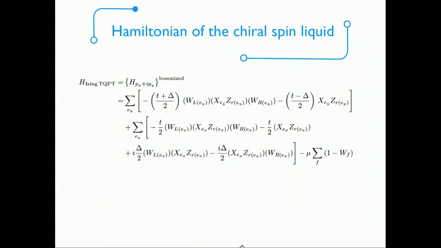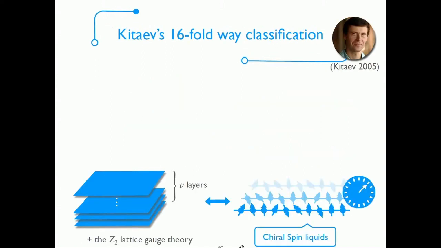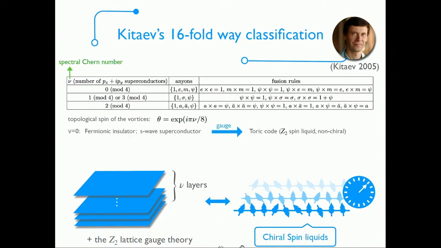And the Hamiltonian of the chiral spin liquid has all these new Pauli operators, so they are pure spin models. You can forget all the details, and it has this flux constraint. Okay, so now we can reproduce Kitaev's 16-fold way classification by putting mu copies of p plus ip superconductor. Actually, this mu is equal to the spectral Chern number. And the vortex excitation, which violates those flux constraint terms, has a topological spin equal to exponential i pi mu over 8. So that's why there are 16 different classes.